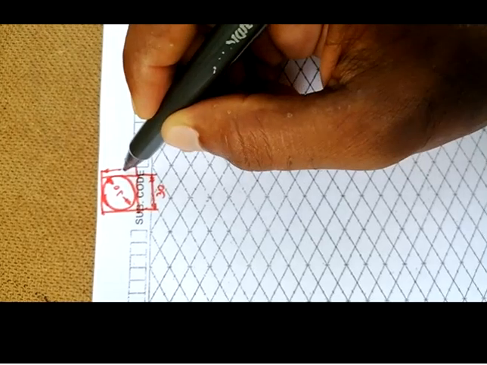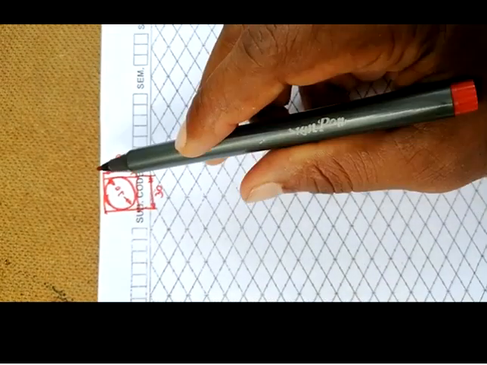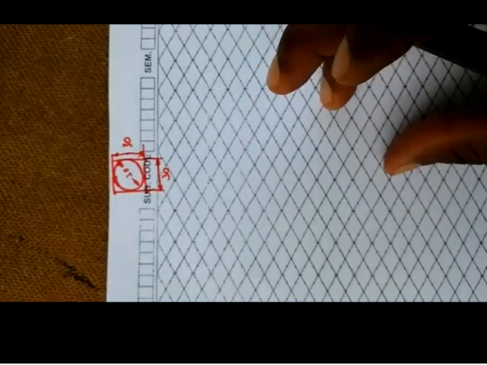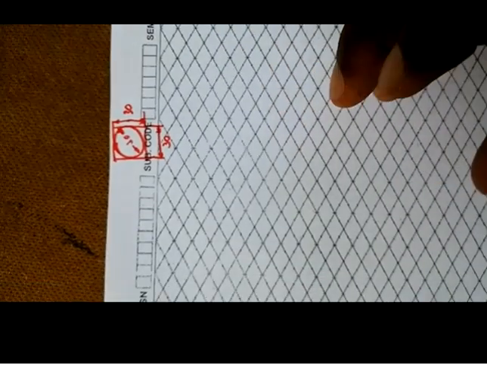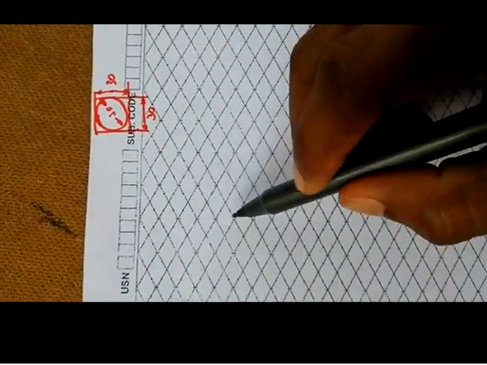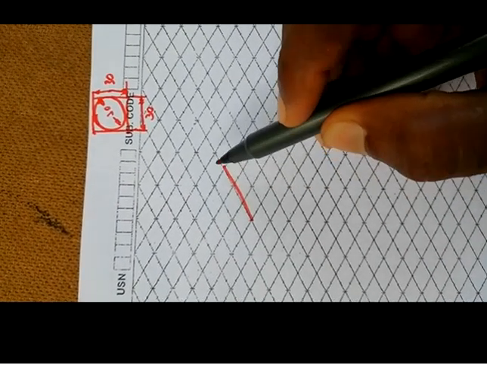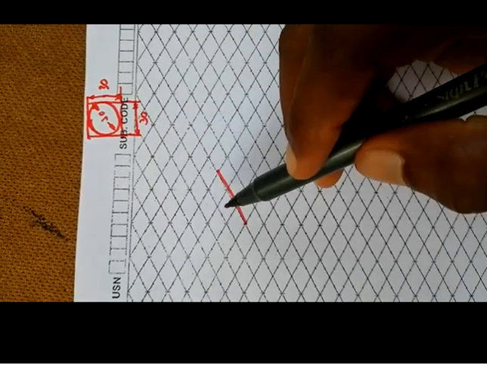Measure the vertical dimension also; even this will be 30. So now, first you have to copy this box on the isometric sheet with dimension 30 by 30. Similar to the previous procedure, consider any one corner.